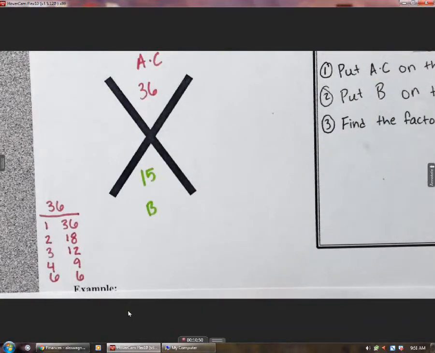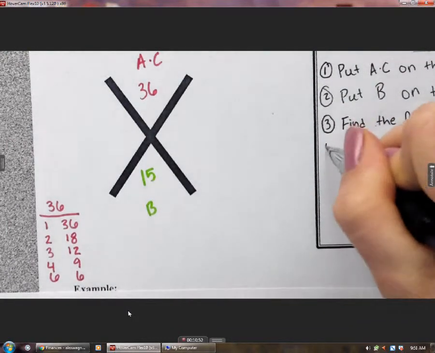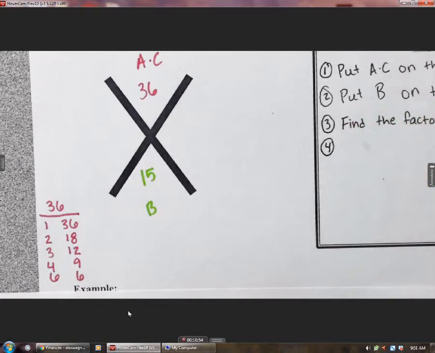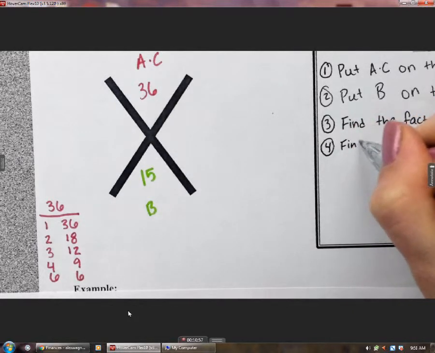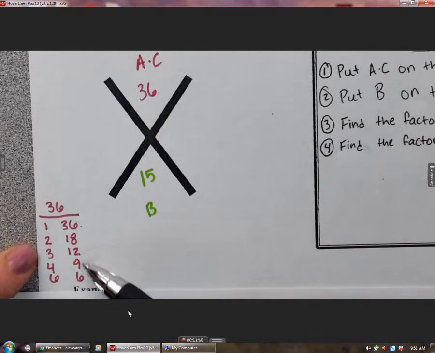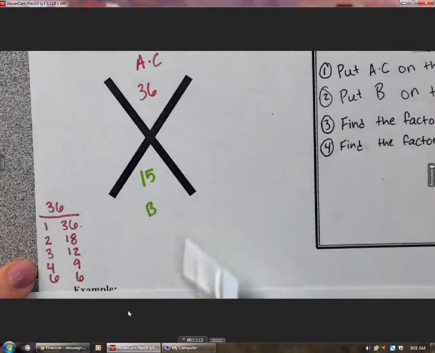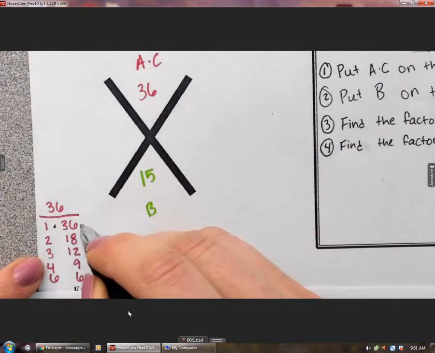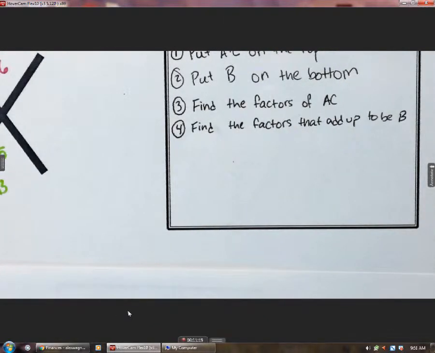Next step is to find the factors that add up to be B. So I'm looking at my list of factors we just found. If I added 1 plus 36, what is that? 37. Yeah, sorry about that, guys. Find the factors that add up to be B.